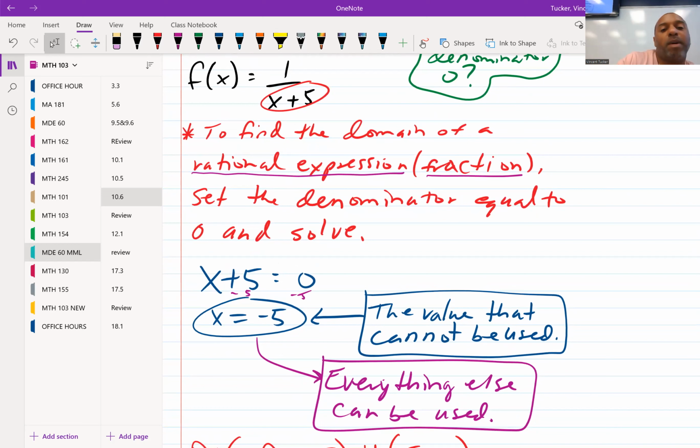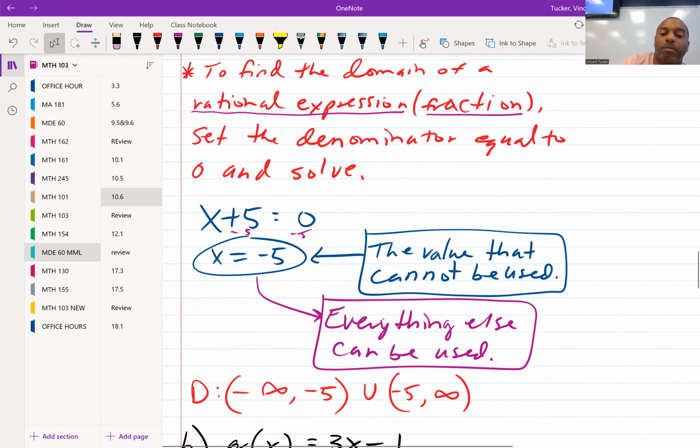So x plus 5 is my denominator. Subtract the 5 from both sides. x is equal to -5. So this is the value that we cannot use. If I were to plug -5 into this denominator, -5 plus 5 is 0. So 0 in my denominator is undefined, so I do not want that. Using -5 is not good for us, but everything else can be used.